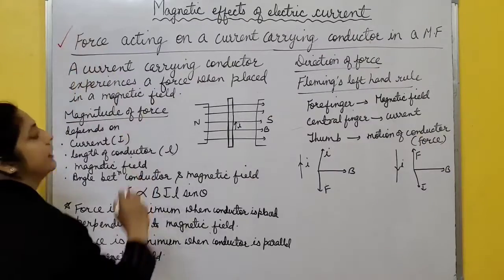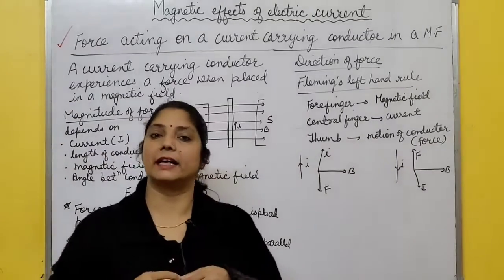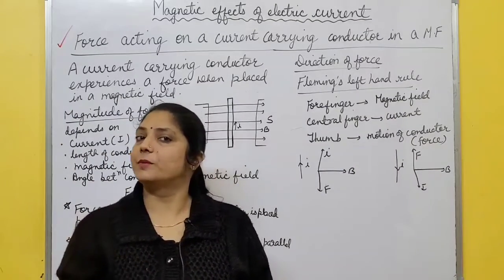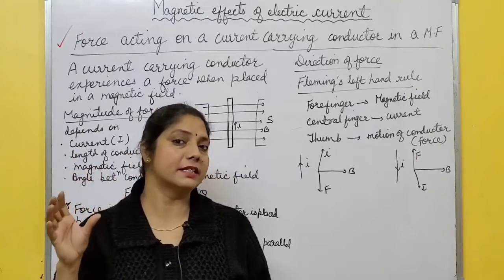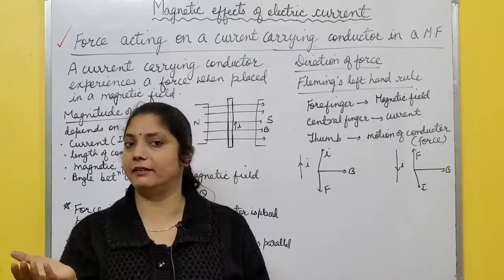Next, force acting on a current carrying conductor in a magnetic field. Okay, Oersted observed that a current carrying conductor exerts force on a magnetic compass needle, and a magnetic compass needle is a magnet, right?